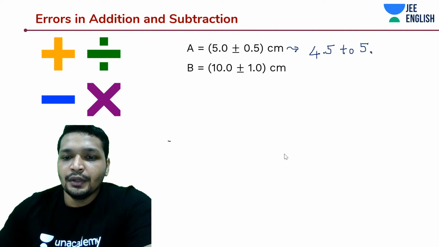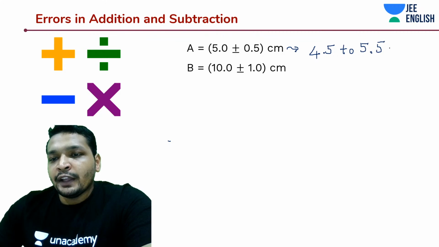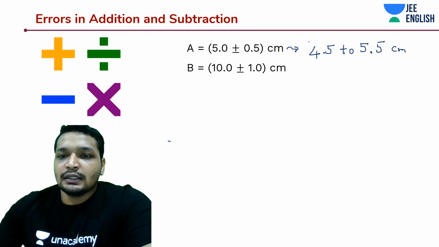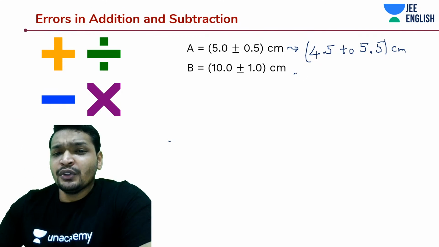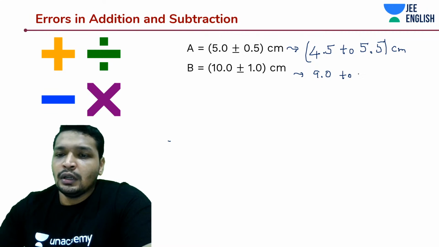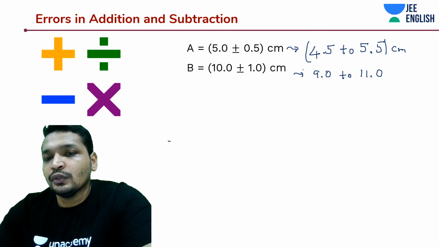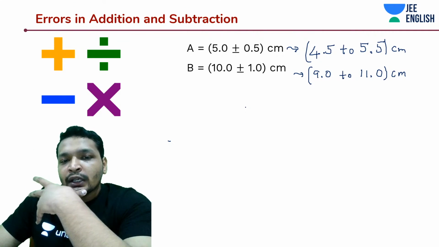Okay. A is 4.5 to 5.5 centimeters, right? Now B is going to be 9.0 to 7.0 centimeters. Now, think about it.